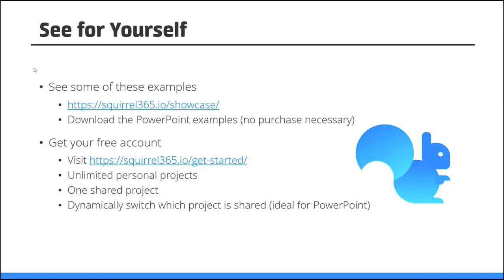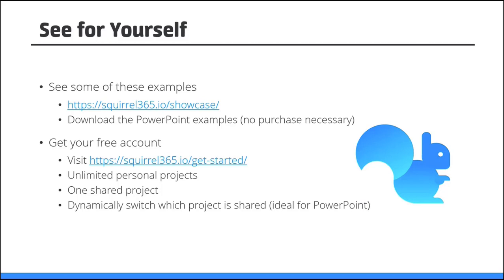So if you want to see for yourself, go to our showcase on our website, and you'll see many of these examples. The clock and the timer from PowerPoint, you can just download the slides and use them. You don't have to buy Squirrel, you can just use the output. But if you want to get more involved, get a free account. Go to squirrel365.io/get-started. That gives you a free account.